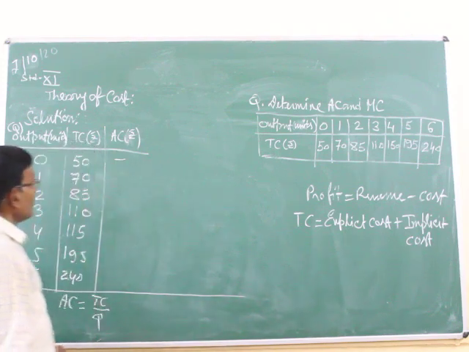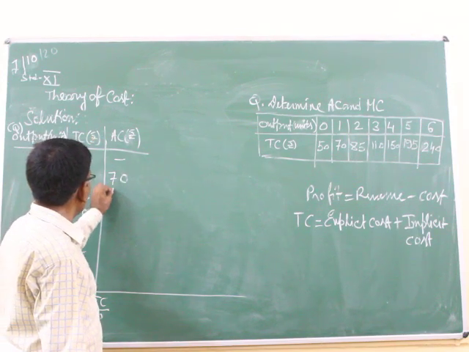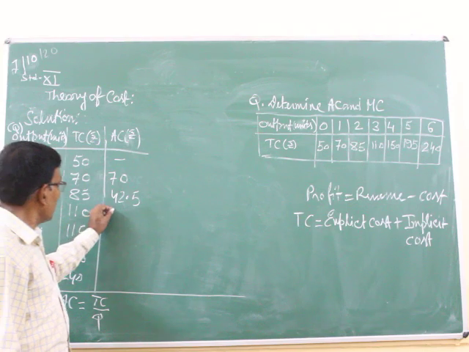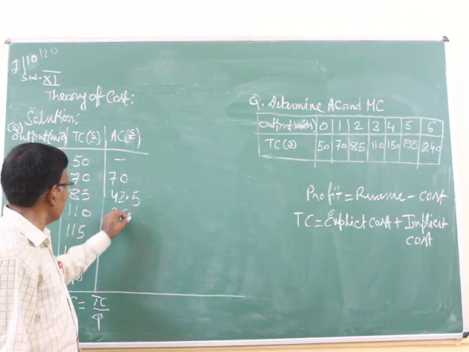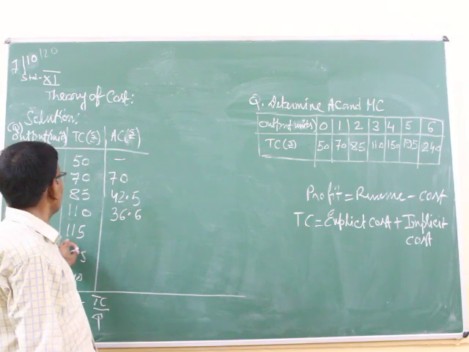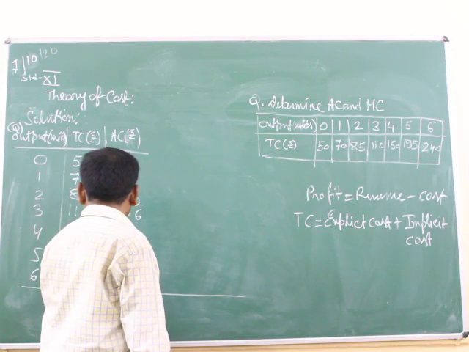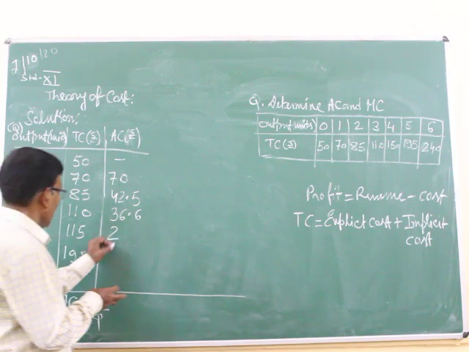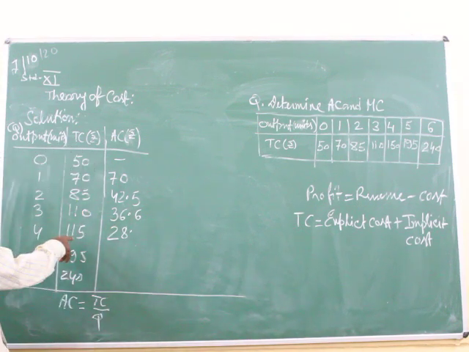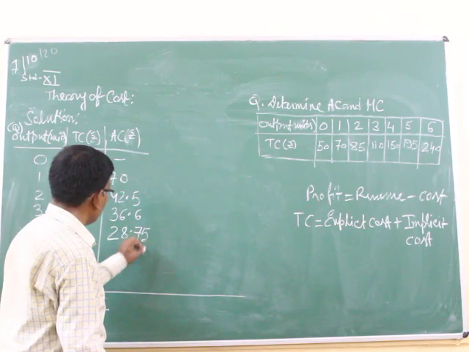50 by 0, something by 0 is undefined. 70 by 1, it is 70. Next one is 85 by 2, 2 4s are 8, 2 2s are 4, 2 5s are 10. Next, 110 will be divided by 3. 3 3s are 9, 3 6s are 18, 20 remainder is coming, 3 6s are 18, 36.66 like this. Next one is 115 by 4, 4 2s are 8, 9, 10, 11, 35, 4 7s are 28, 4 8s are 32. 35 minus 32, it is coming as 3.